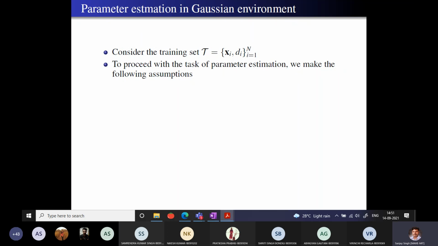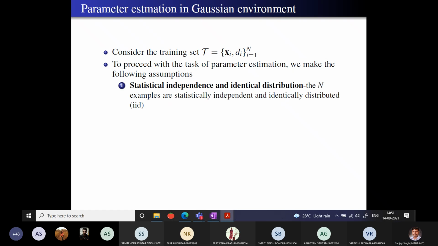So to proceed with the task of parameter estimation, we make the following assumptions. The first one is statistical independence and identical distribution. We say that the n examples are statistically independent and identically distributed.